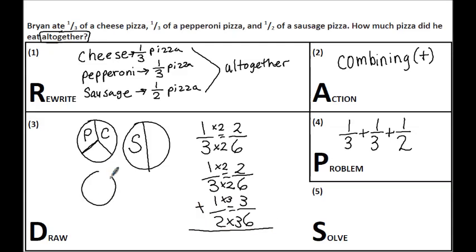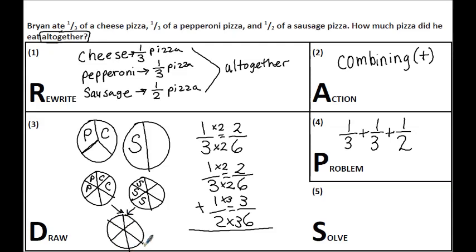So if I have 6, I can draw the 6, and I see that the cheese is going to take up 2 of those 6. So I see sausage will take up 3 of those 6. Pepperoni will take up 2 of those 6. And cheese will take up 2 more. So I put those both into common denominators, and I want to combine all of those amounts.